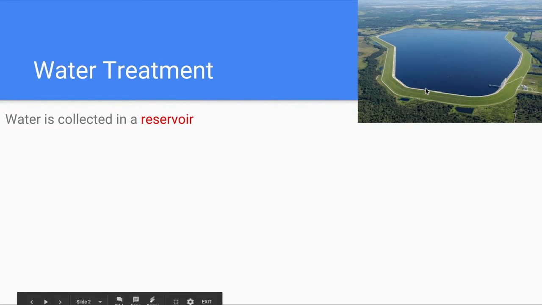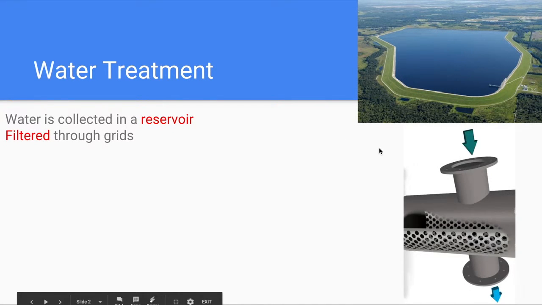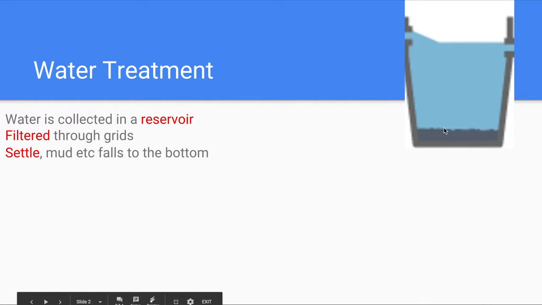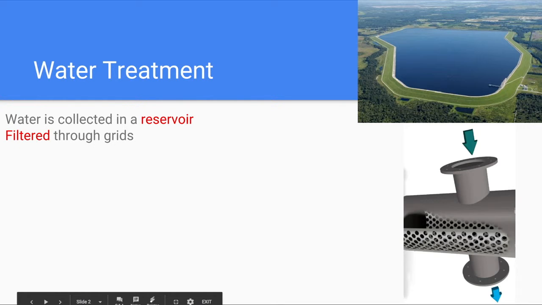So, water treatment. First, water is collected in a reservoir, and then it's filtered through grids. Then we allow it to settle, so mud and other stuff like that fall to the bottom. Now, filtering through the grids, just want to say one thing, this is to remove large solid particles like leaves or trees.